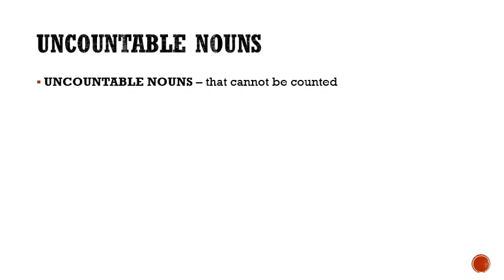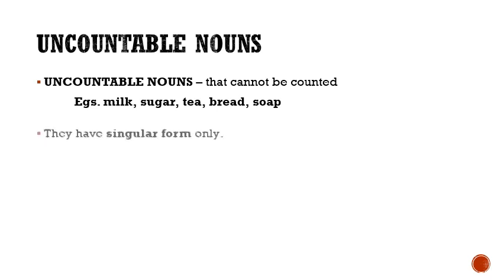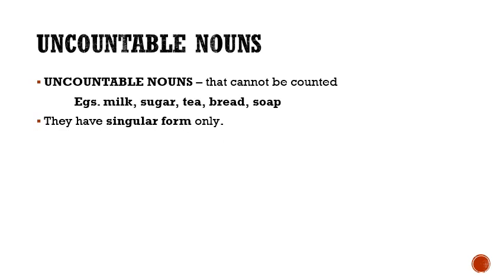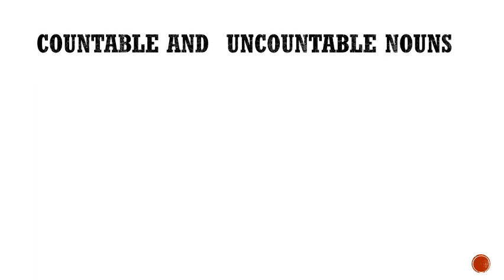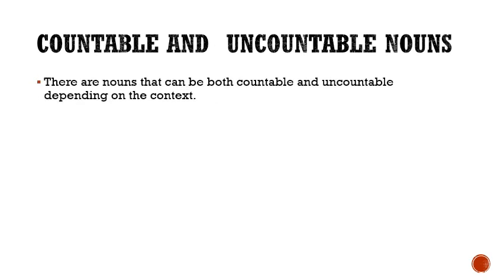Now, let's look at uncountable nouns. So, these are the nouns that cannot be counted. Examples: milk, sugar, tea, bread, soap. They have singular form only. Now, there are nouns that can be both countable and uncountable depending on the context.